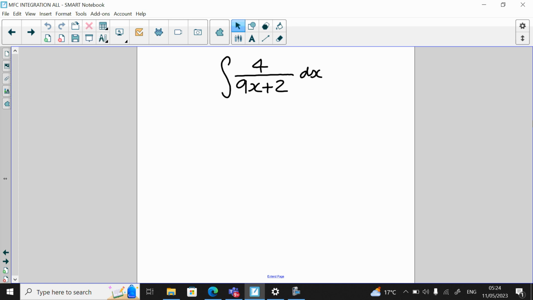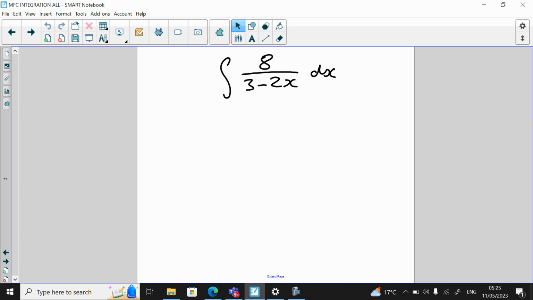Okay. Here, this one's a little bit different, in that we've got a number other than 1 at the top, that number just comes along for the ride. So instead of having it as 1 over 9, it'll be 4 over 9. Okay? ln contents of the denominator in a bracket, 9x plus 2, and don't forget the c part. There's no point doing 4 divided by 9. What's 4 divided by 9? Oh, 0.4444444. Leave it. Don't touch it. That's fine. That's our answer.